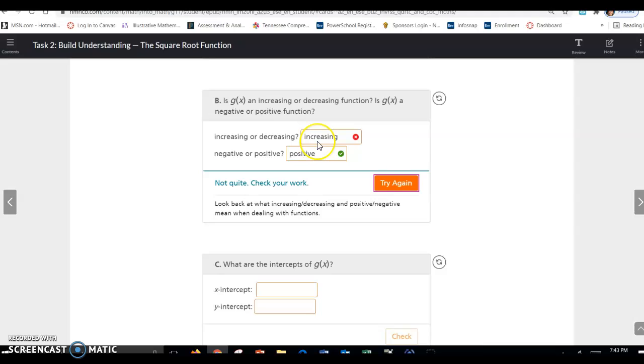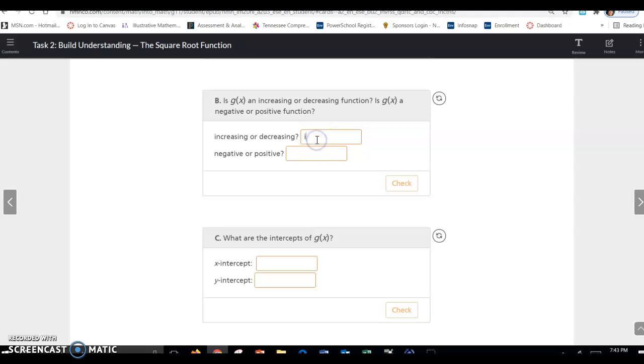Did I spell increasing wrong? Let's try that again.